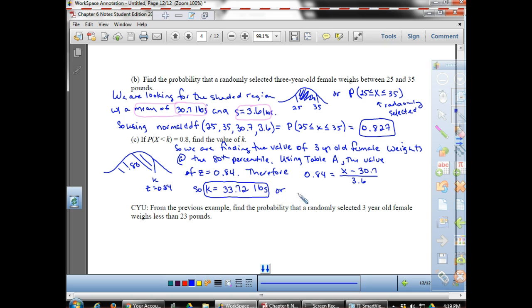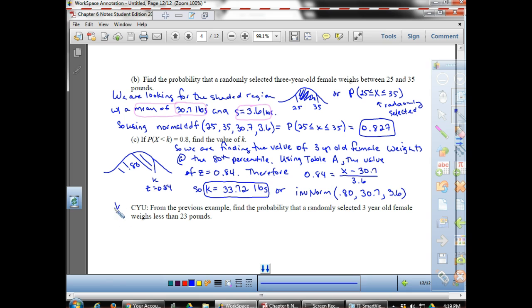Or the other way would be to do inverse norm. And you would need to identify the mean and the standard deviation. The area to the left would be 0.80, and you would use your mean of 30.7 and your standard deviation of 3.6. And that would give you the same thing.